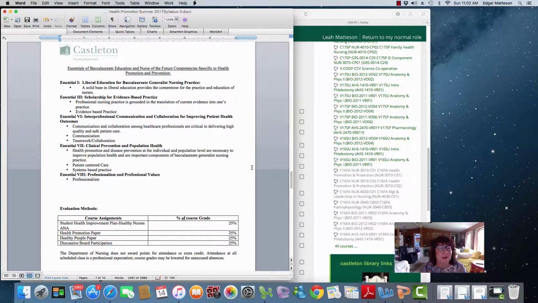I'm going to continue with this. The last essential that I was talking about was clinical prevention and population health. So we're going to look at systems-based practice, patient-centered care, and also essential 8, which is professionalism.